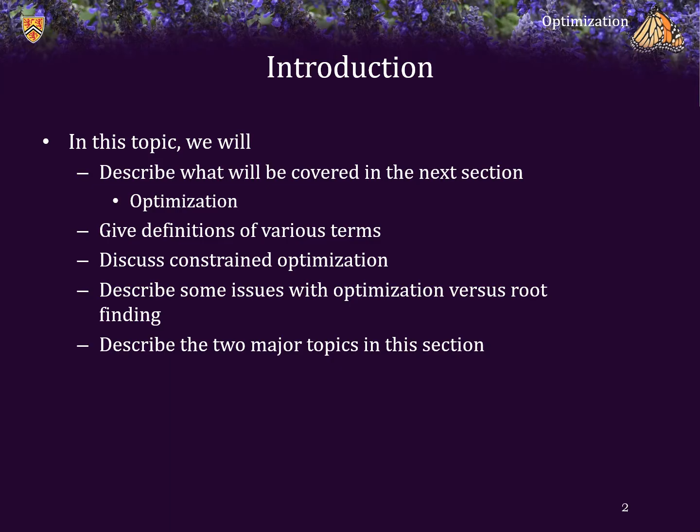So in this topic, we're going to describe what will be covered in this next section, specifically optimization. We will give a few definitions of the various terms we will use in this topic. We will discuss constrained optimization. We will also discuss some issues that occur with optimization that are more of a problem than we would have had when we were, say, doing root finding. And then we will describe the two major topics that we will be covering in this section of the course.